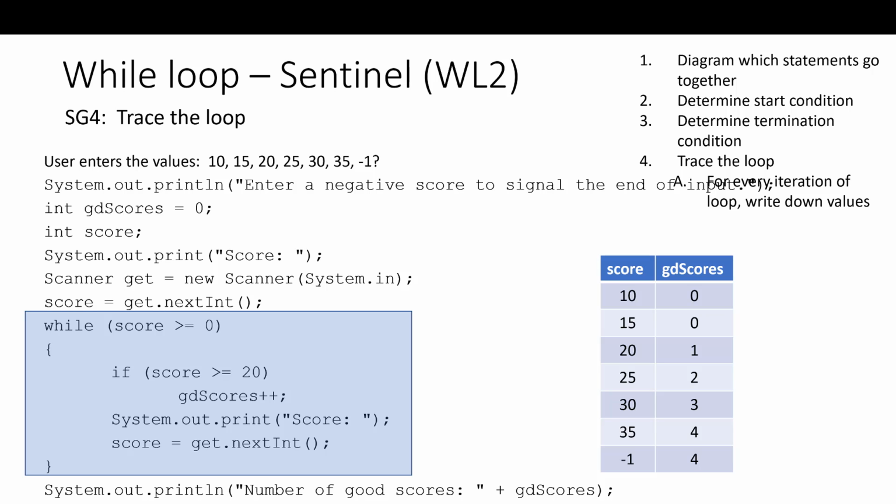In this case, we want to print out on the last line the number of good scores, which is 4. This is the end of this worked example.